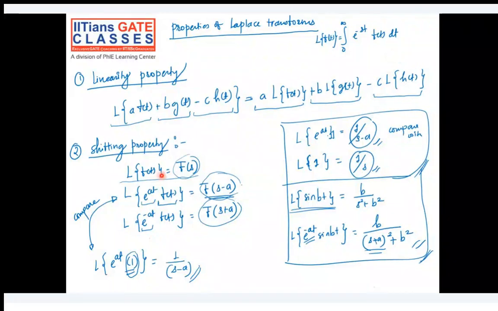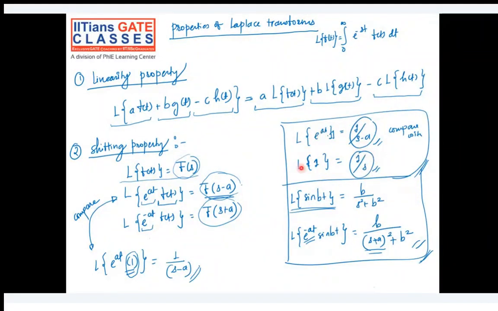If the Laplace transform of f of t is f bar of s, then the Laplace transform of e to the power at f of t is f bar of s minus a. Why am I doing it? Because whenever e to the power at is multiplied with 1, the Laplace transform is 1 upon s minus a. What is the Laplace transform of 1? The Laplace transform of 1 is 1 upon s. And what is the Laplace transform of e to the power at? 1 upon s minus a.